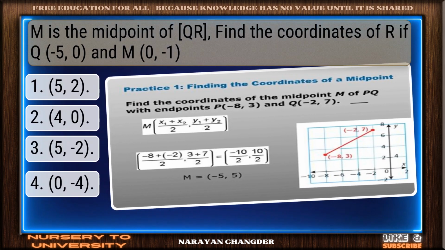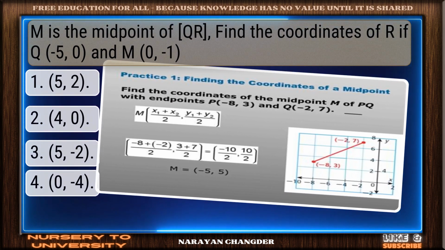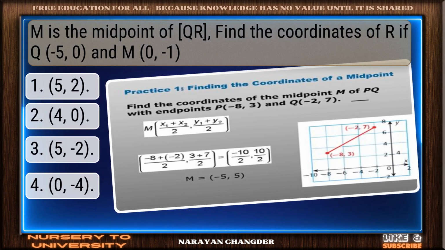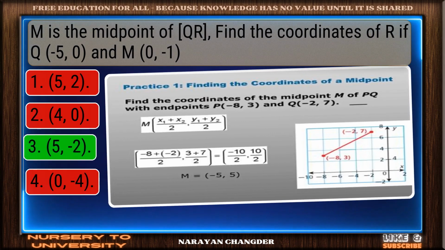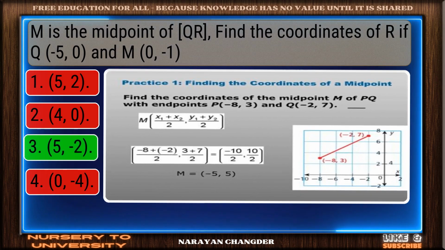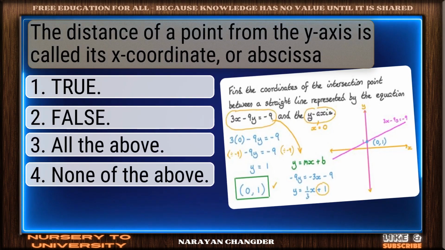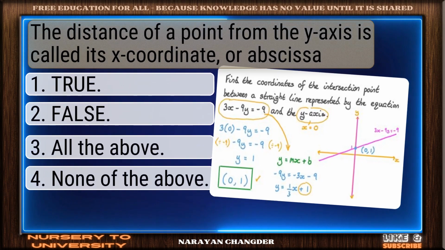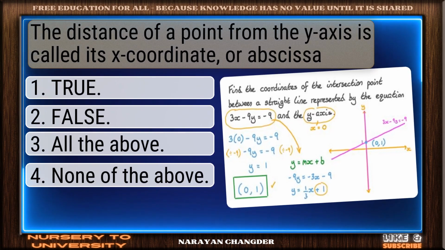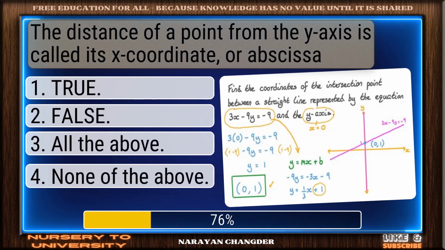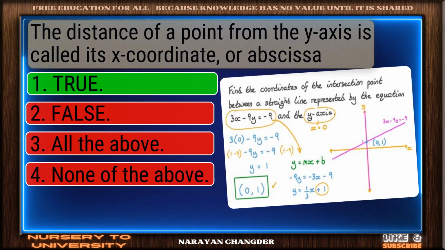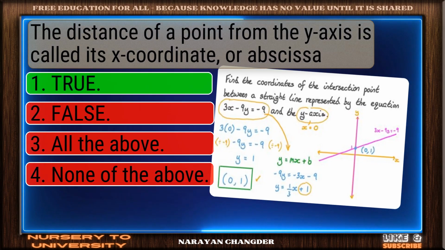Question number 67. M is the midpoint of find the coordinates of R if Q and M. You're right is the correct answer. Question number 68. The distance of a point from the y-axis is called its x-coordinate, or abscissa. Nice work. You chose true and it is correct.